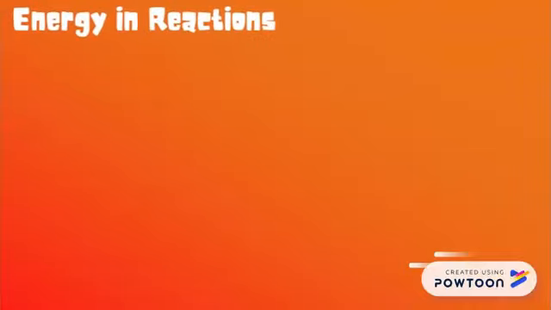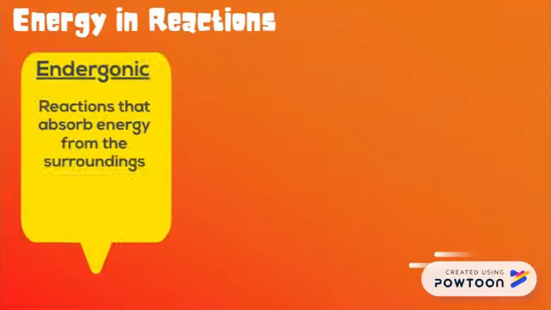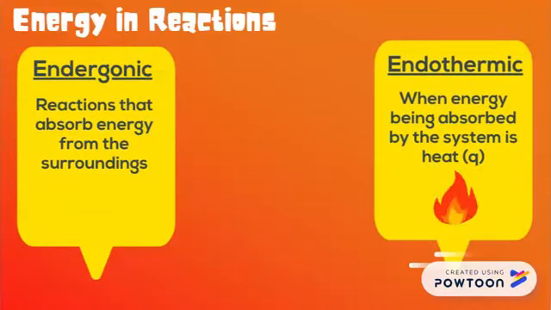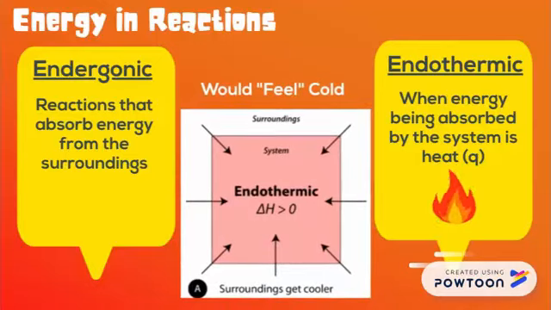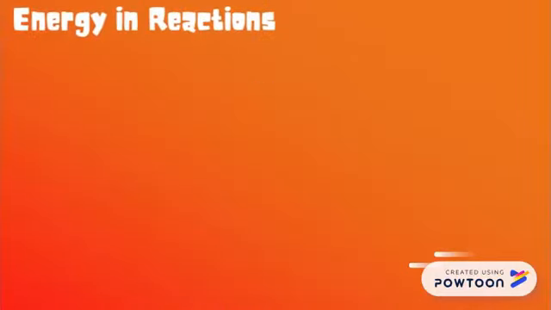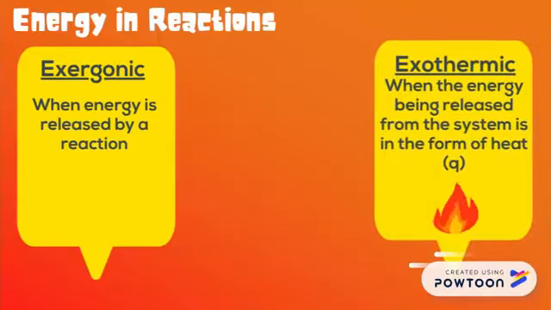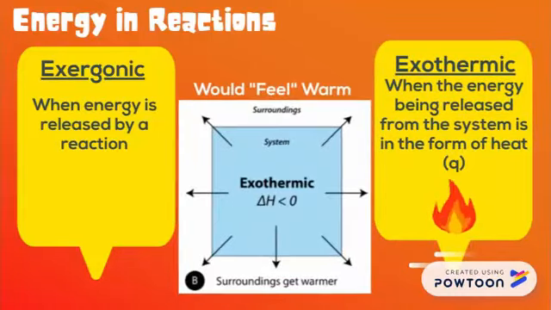We have a couple different reactions involving energy. Endergonic reactions absorb energy from the surroundings. And if it is absorbing heat energy, which we label Q, we call those endothermic. So heat moves from the surroundings to the system. The other group of reactions involving energy we call exergonic. Here, energy is being released by our reaction. And when we are releasing heat, Q, we call those exothermic, just like exiting. So heat moves from the system to the surroundings.